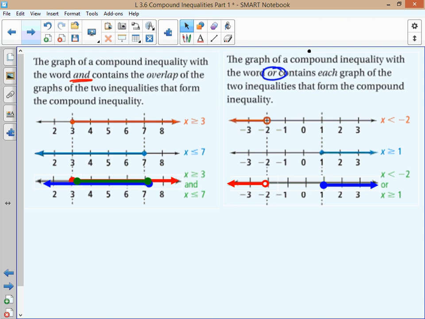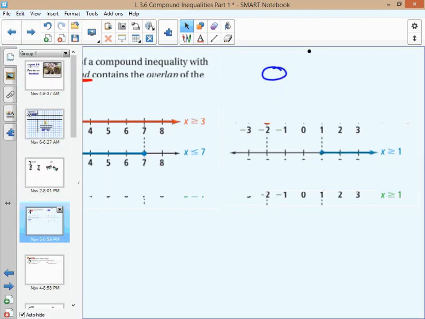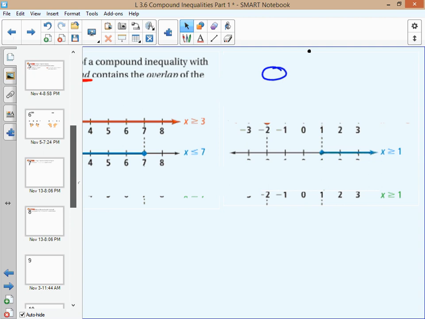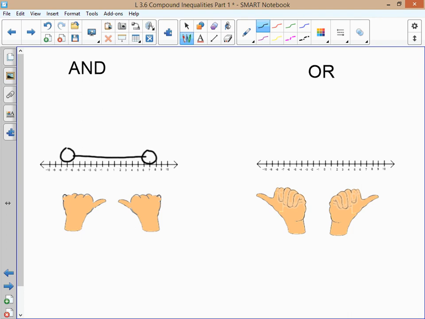So the graph of the inequality combined by the word or looks like this, where the arrows point in opposite directions. So when you have an inequality that's joined by an and, I like to think of it like my two fists together with my thumbs touching. That's an and. It kind of looks like a dumbbell. That's an and compound inequality.